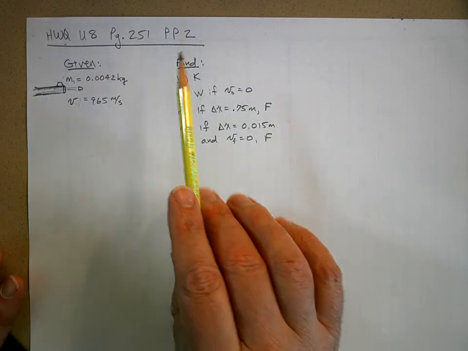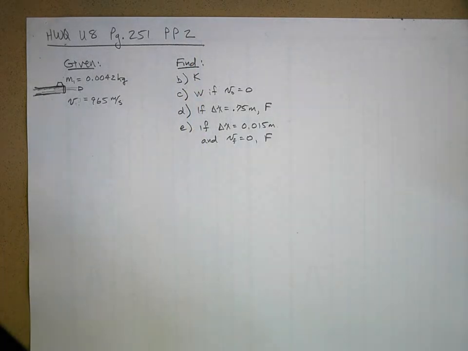Let's work practice problem number 2 on page 251. I'll read the problem. It says, a rifle can shoot a 4.2 gram bullet at a speed of 965 meters per second. Draw work energy bar graphs and free body diagrams for all the parts of this problem. I'm going to skip that.